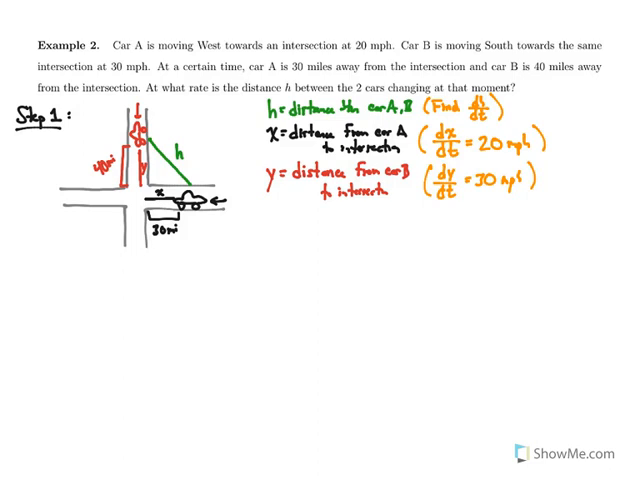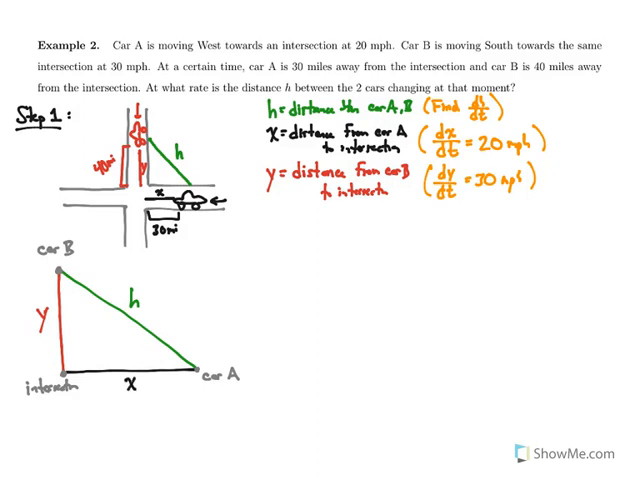At this point, it might be worthwhile to redraw this picture to make it a little simpler to see what's really going on. So here we have h is the distance between our two cars. This point represents car B, this point represents car A, and this represents the intersection. Y is the distance from car B to the intersection. X is from car A to the intersection, h is the distance between them, and note that we have a right triangle here.